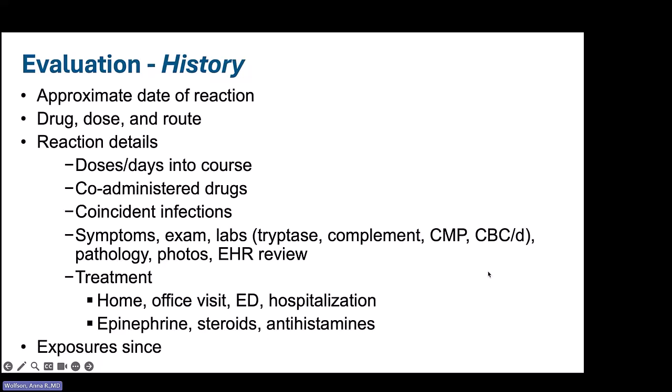And then just really understanding all of their symptoms, and what their exam would have looked like if you have access to it. Labs, if available, including a tryptase or eosinophil level, any pathology photos, and looking through the medical record for maybe emergency room notes or primary care notes. A lot of people won't know a lot of details, but generally people do know whether they were seen in the emergency room or in their doctor's office, or certainly if they were hospitalized. And patients will also know generally how they were treated.